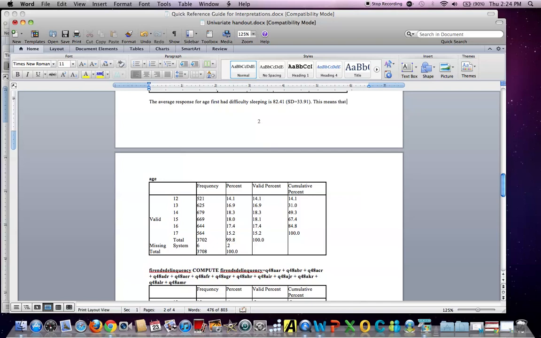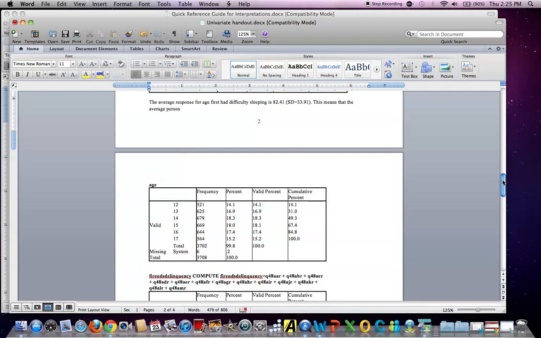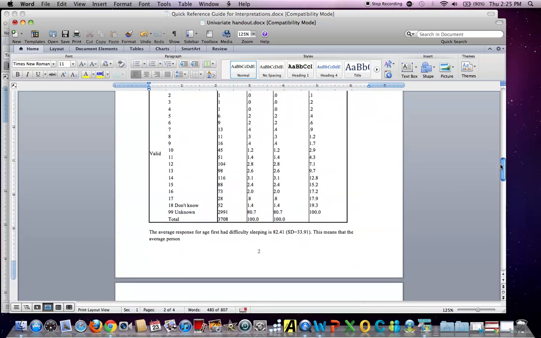This means that the average person's response to what age they first had difficulty sleeping is unknown. Okay? Is unknown. Okay?